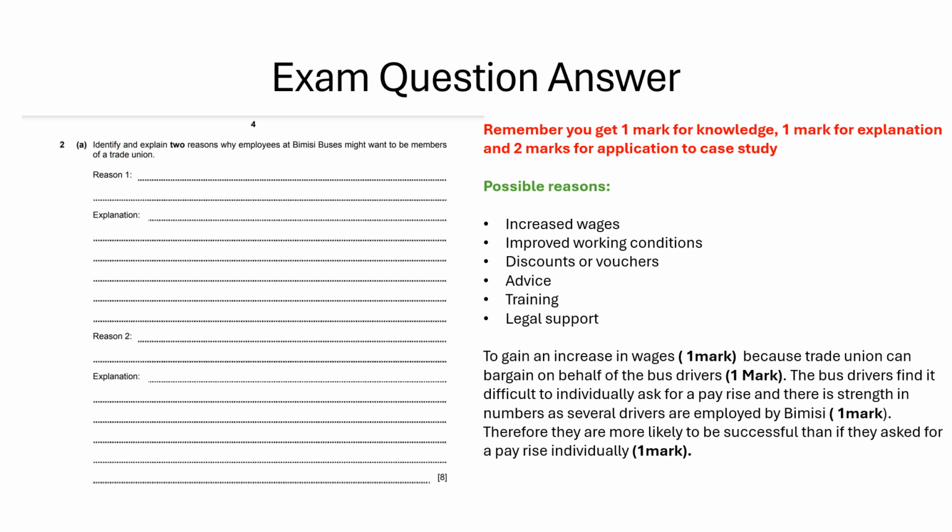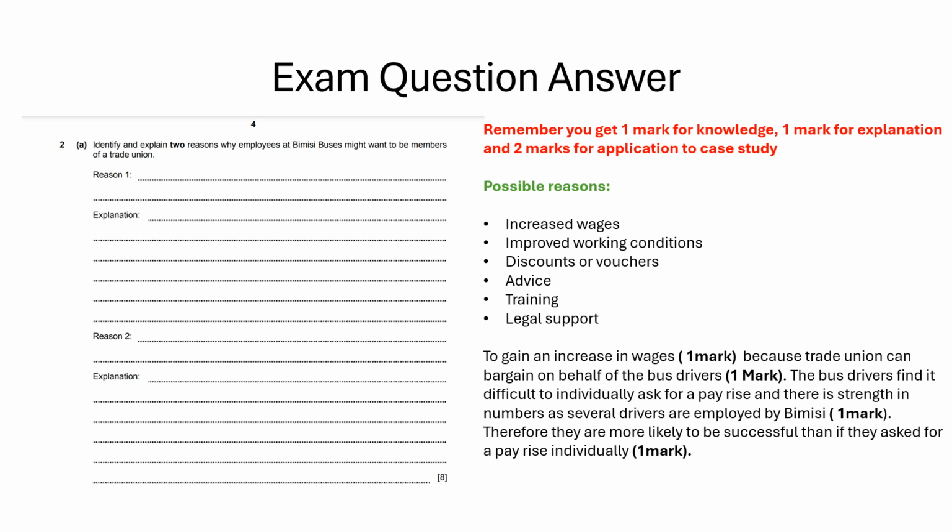To get the full 4 marks, you've got to remember that you give 1 mark for knowledge, which is your reason, 1 mark for explaining it, and 2 marks for application to the case study, relating back to the case study. Some of the possible reasons you can give as to why employees at BIMSI buses might want to be members of the trade union are that it will increase their wages, improve working conditions, discounts or vouchers can be given to them, they can be given advice, they can be given training, and they can be given legal support.